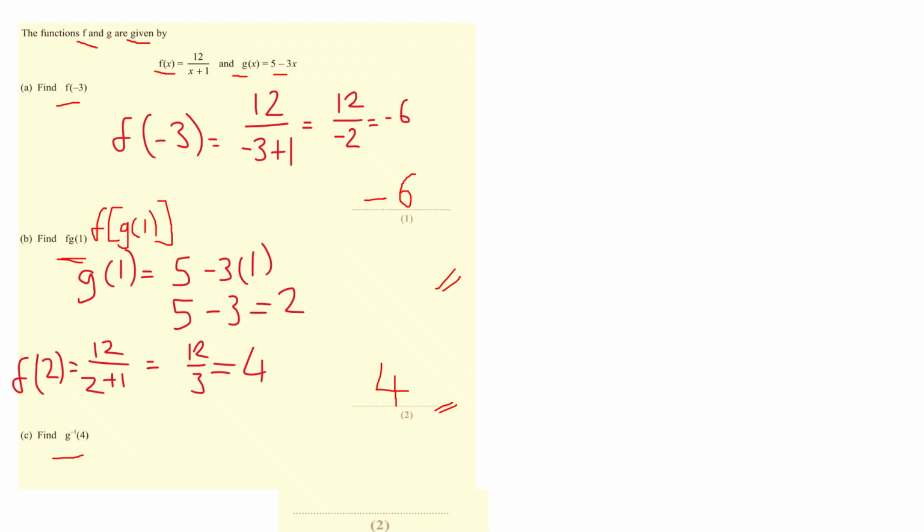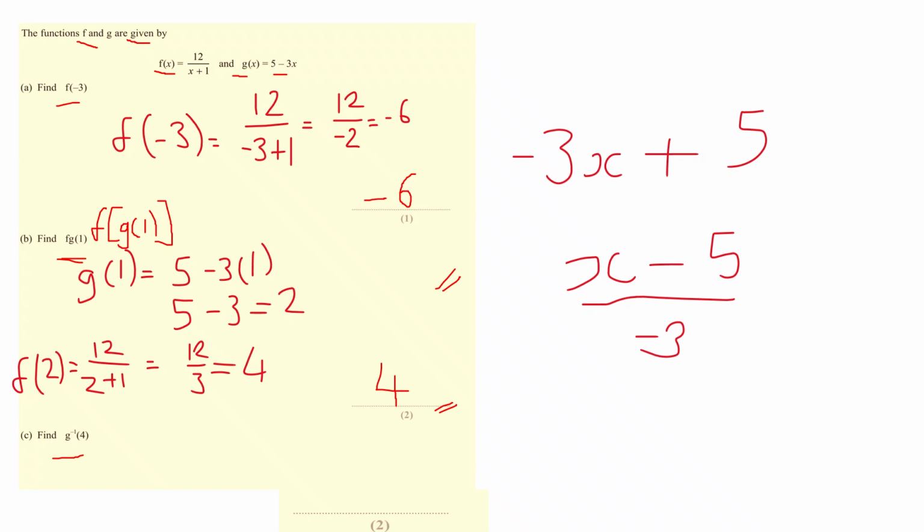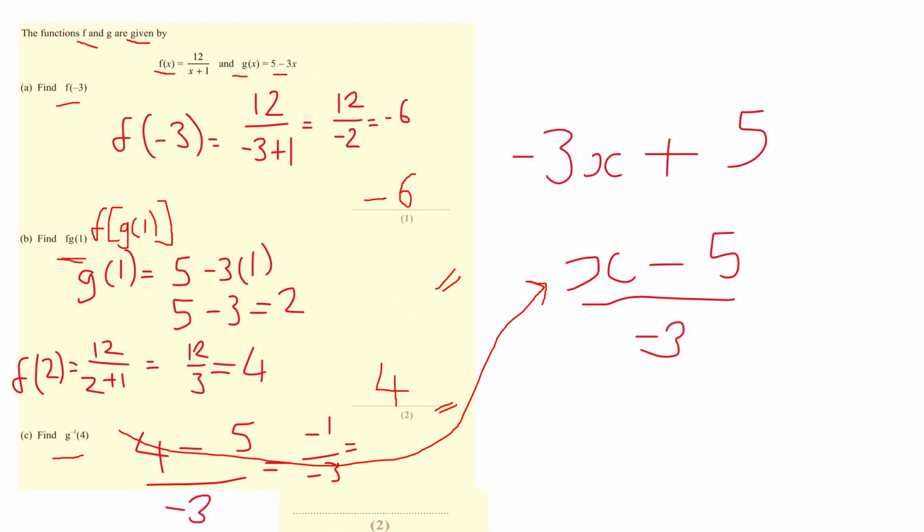There's a couple of different ways of doing this. What I've done here is slightly different to what I've done before. I've rewritten g of x as minus 3x plus 5. Now, for the inverse of this, instead of plus 5, we are going to subtract 5, and then the opposite of times by minus 3 is divided by minus 3. I then plugged in 4, so replaced x with 4 into g inverse of x, or g to the minus 1 of x. So we have 4 minus 5 over minus 3, which equals minus 1 over minus 3, which equals positive a third. And that, guys, is my answer.